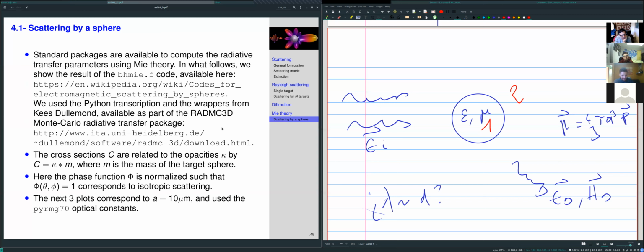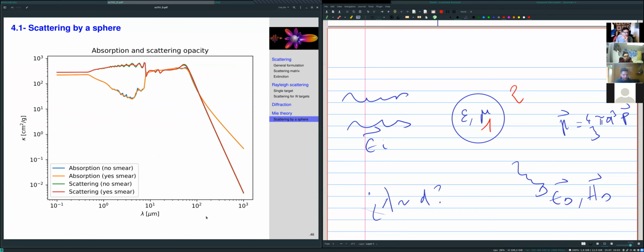Here is an example package written by Keith Doulemont, where he actually inherited the Bohren-Huffman Mie code, which I think was written by Bruce Draine. It's available in Wikipedia, but I recommend using the Python interface written by Keith. It's much easier. And in the end, we have these results. This is the opacity per unit mass.